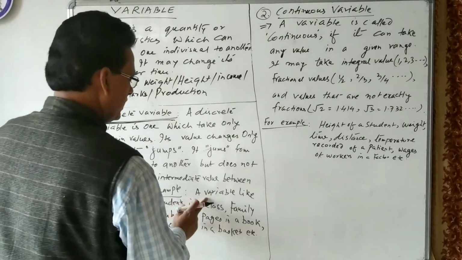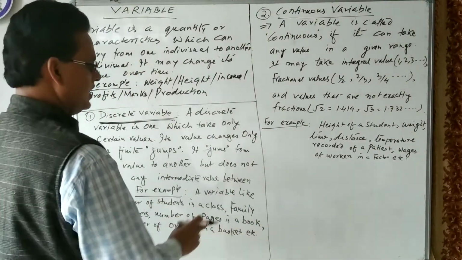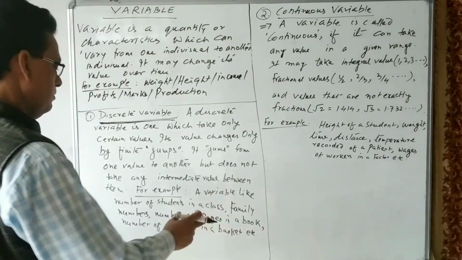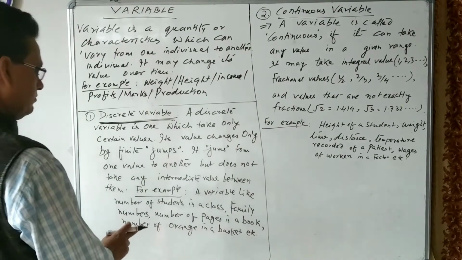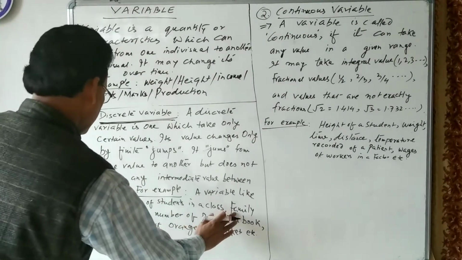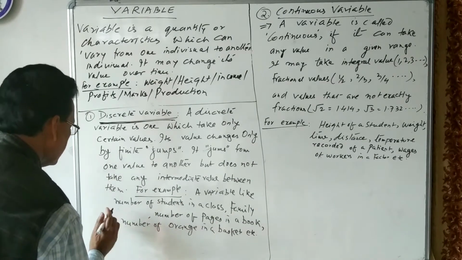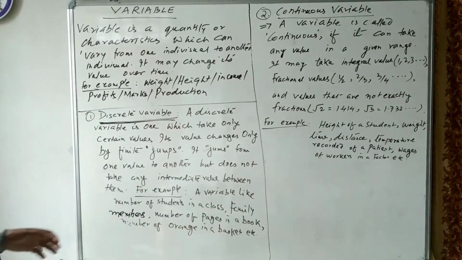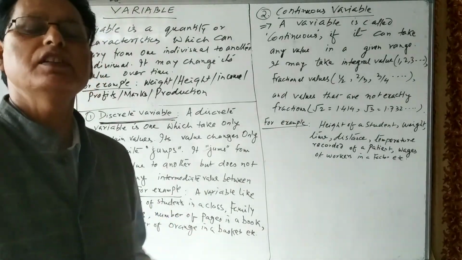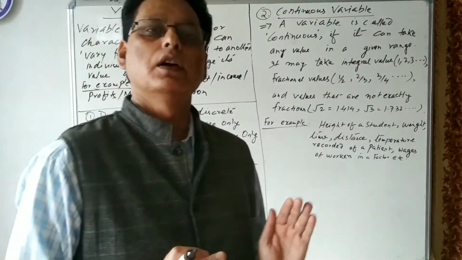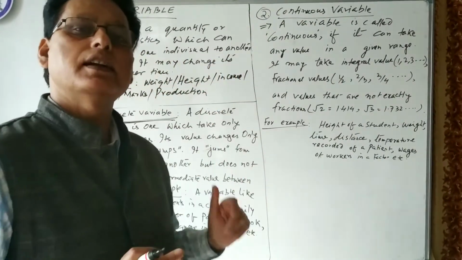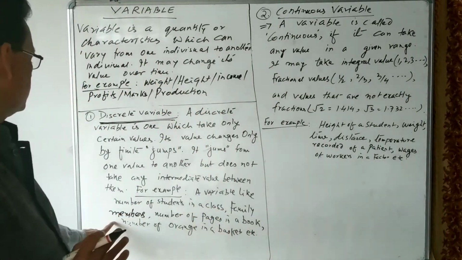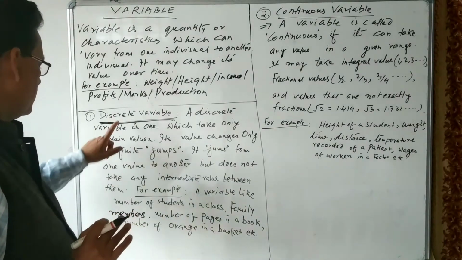Take the example of a variable like the number of students in a class. The number of students in a class is a discrete variable. Family members: here we can write family members. Even if a child is there, we cannot count it as half. A child is also counted as one. So family members are expressed as a discrete variable.